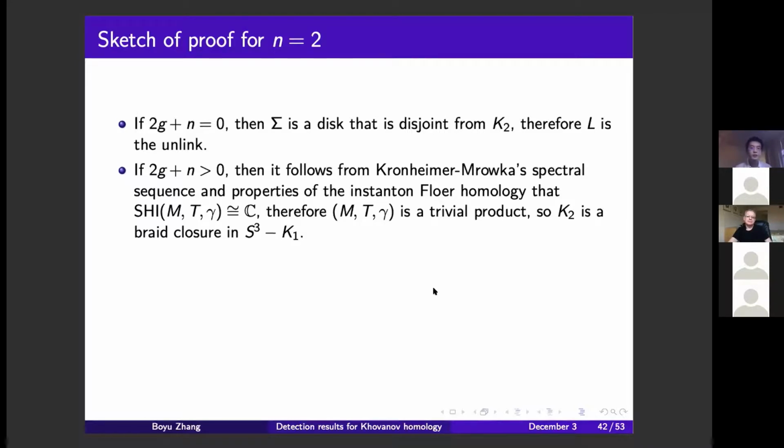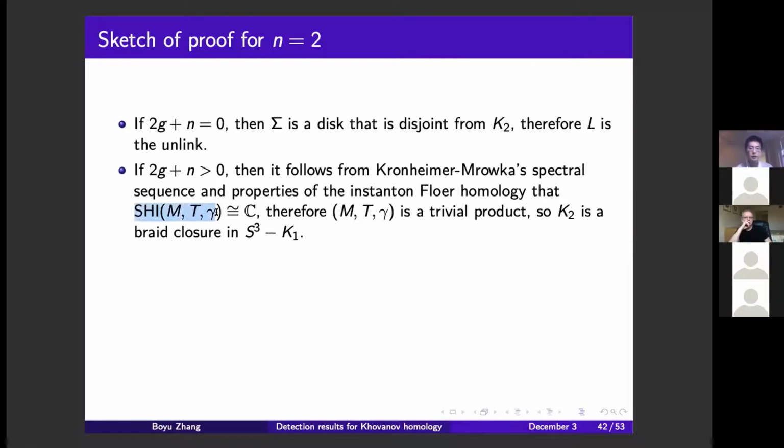And now if we assume that 2g plus n is positive, then by the spectral sequence of Kronheimer-Mrowka, we have a rank inequality between Khovanov homology and instanton Floer homology. Well, if we look at the statement of Kronheimer-Mrowka, it's actually a rank inequality from the reduced Khovanov homology to instanton Floer homology. So the Khovanov homology having rank 4 implies that the reduced Khovanov homology has rank 2. So a corresponding version of instanton Floer homology has rank less than or equal to 2.